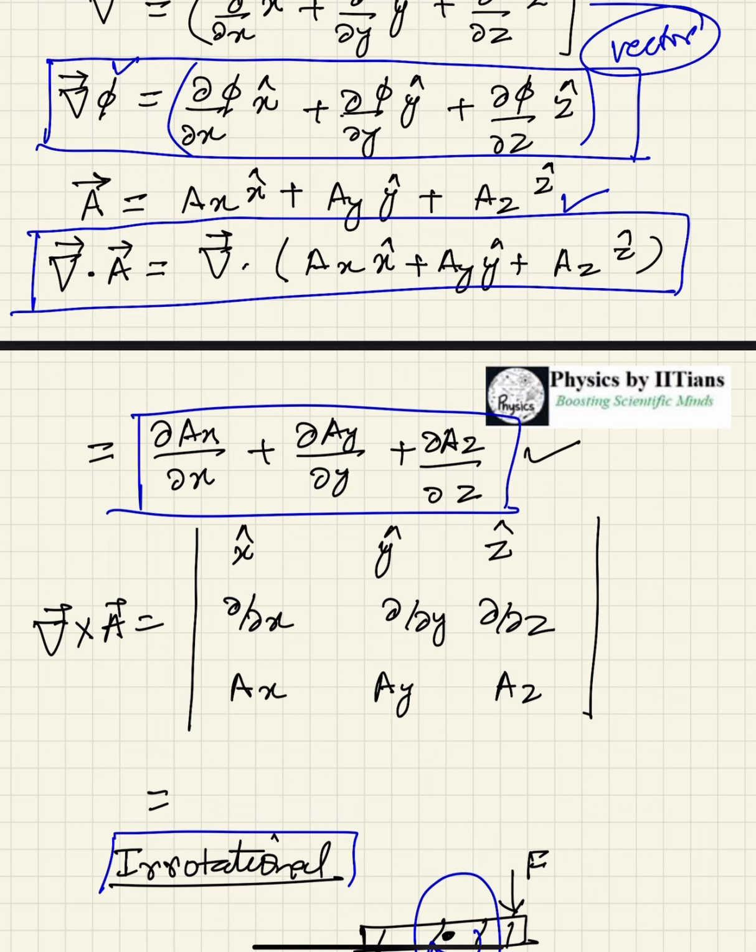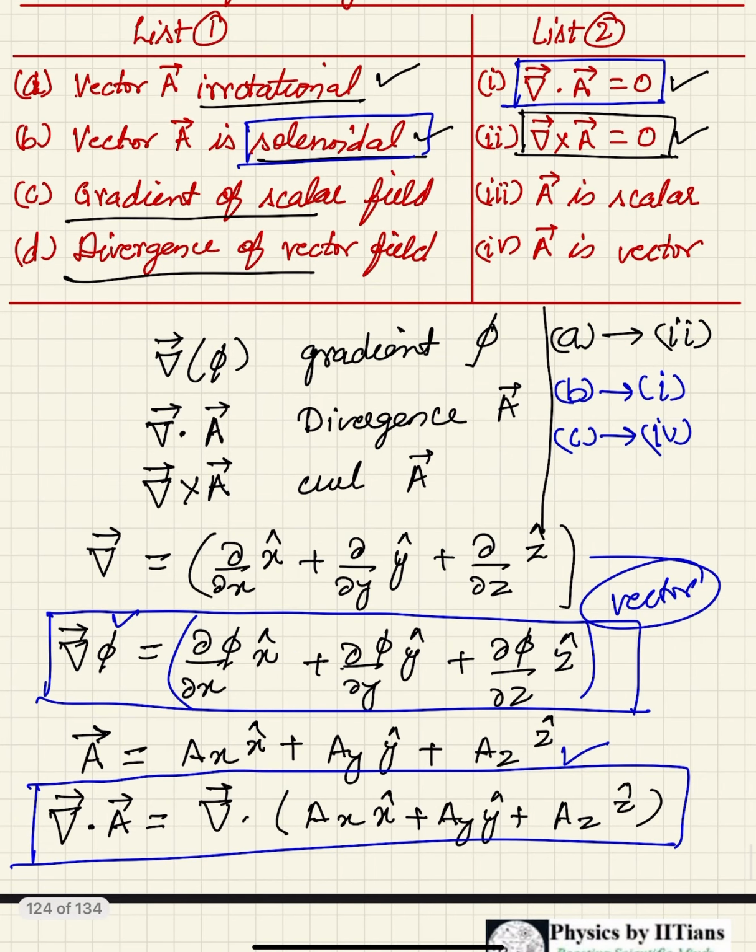In this expression, do you see any x cap, y cap, j cap component? No, you see a simple scalar number. That means the divergence is a scalar quantity. So whenever you calculate the divergence of something, that leads to a scalar parameter. So you can say that the divergence of this particular vector field is always a scalar quantity. So option D will match to III. So these are the matchings.